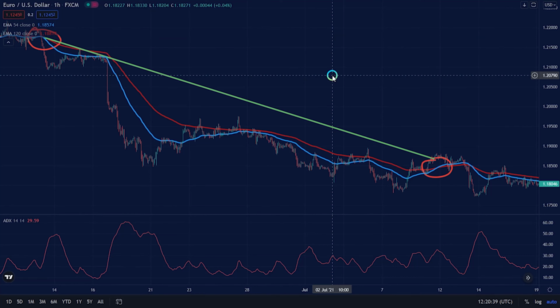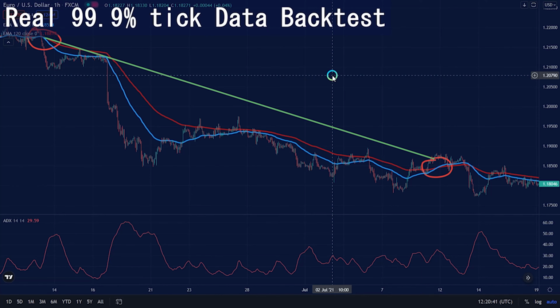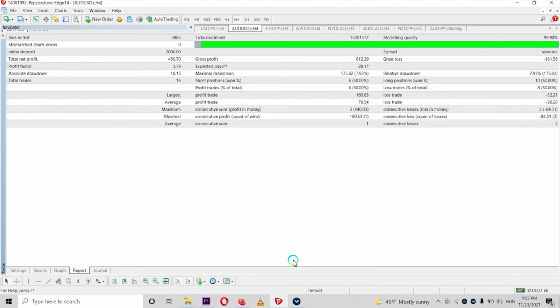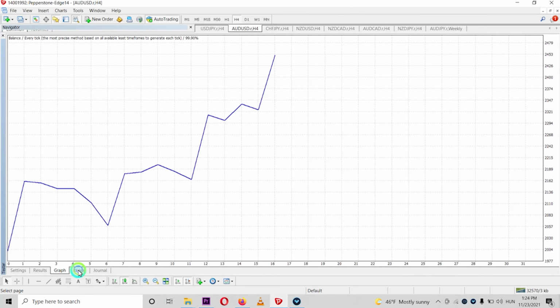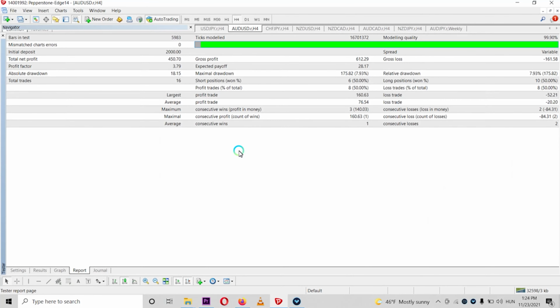Now I show you the 99.9% quality tick data backtest. Now here we are in MT4, and I tested this strategy with 99.9% tick data quality backtest. It looks like this, the chart itself, and in my opinion this is a great strategy, and it really catches trades that are worthwhile to trade. And we have an insane risk to reward ratio.